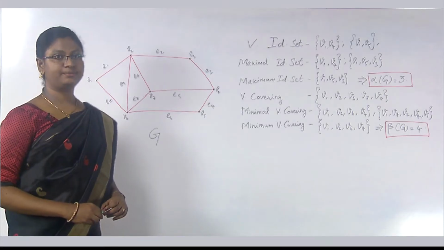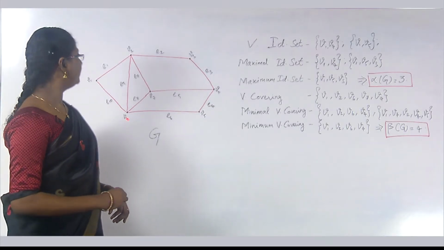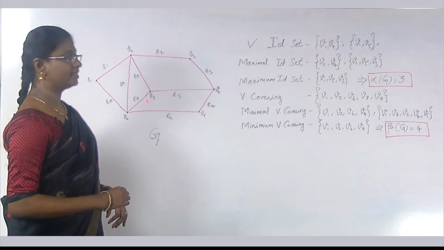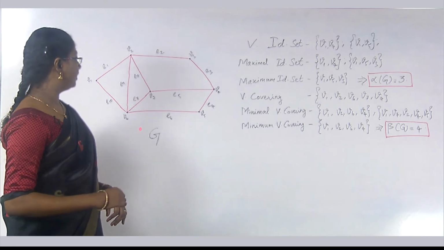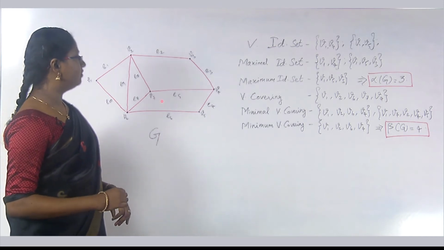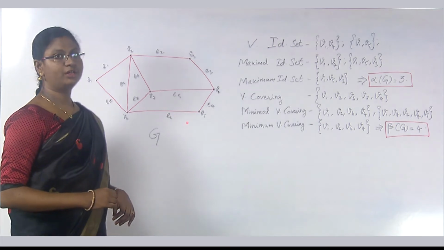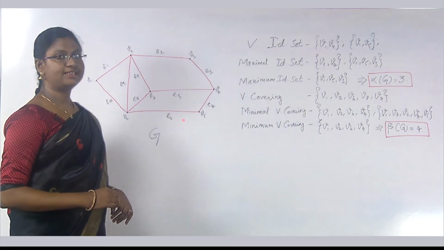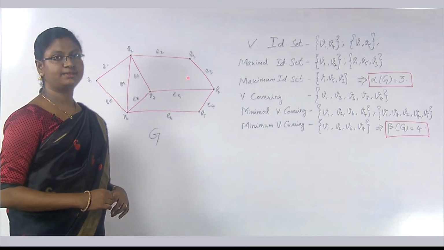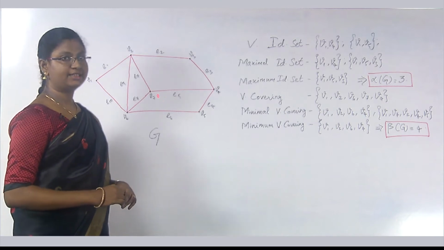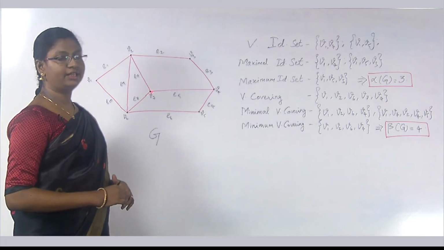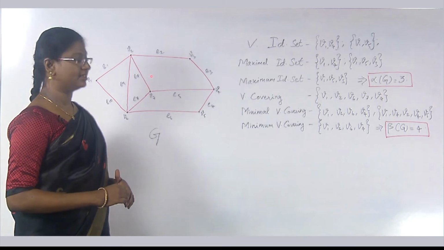Let us see an example. Here I have a graph with 7 vertices and 10 edges. I named that graph G. For this graph, we are going to discuss vertex independent sets, maximum and maximal independent sets with respect to vertices, and vertex covering sets, minimal covering and minimum covering with respect to vertices.